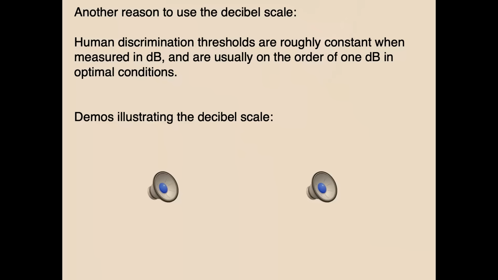Okay, so this is the last thing that we're going to talk about, and then I'm going to end. So another reason to use the decibel scale, and sort of the main one that is very, very common in perceptual science, is that human discrimination thresholds, so that means the smallest change in intensity that you can detect, are roughly constant when you measure them in decibels. And usually, they're on the order of 1 decibel in optimal conditions.